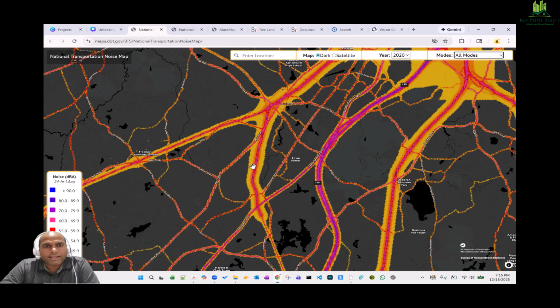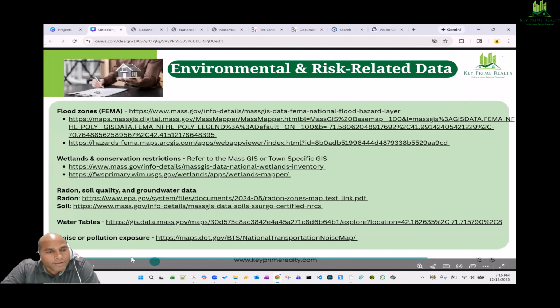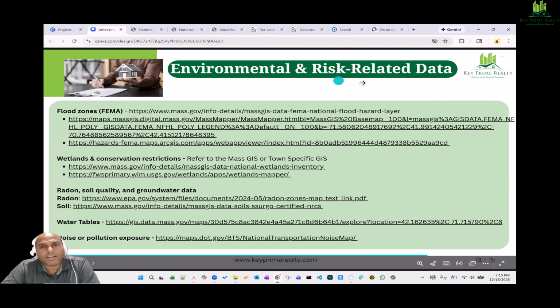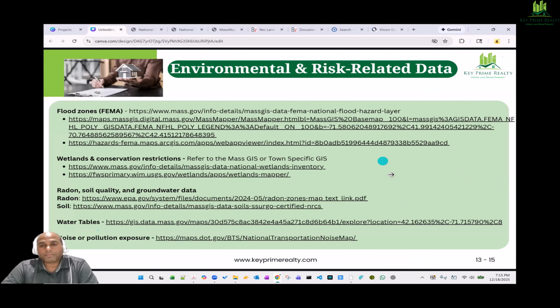so I might have huge noise issues. But you can clearly see based on this map that maybe it is closer to the highway, but it doesn't have much noise because maybe there's a buffer, maybe they built a barrier. We do see barriers all across highways within urban settings. So that's the noise pollution level, the environmental risk related data.